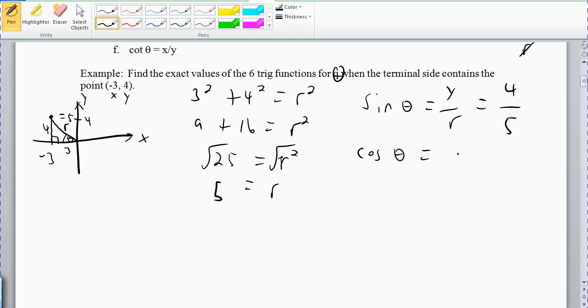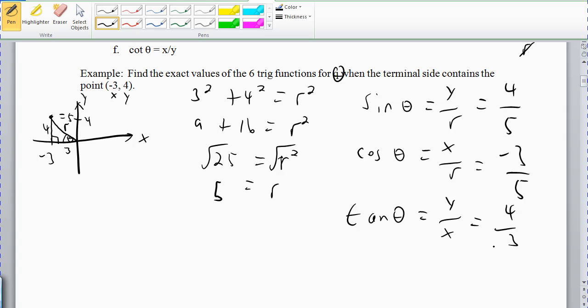See, now it's just substitution. Cosine is x over r. X is negative 3, and r is 5. And then tangent is y over x. Y is 4, x is negative 3. Now I don't want to put the minus sign on the bottom. I want to put it on the top or on the side. Some systems don't like it on the bottom, so just be aware.